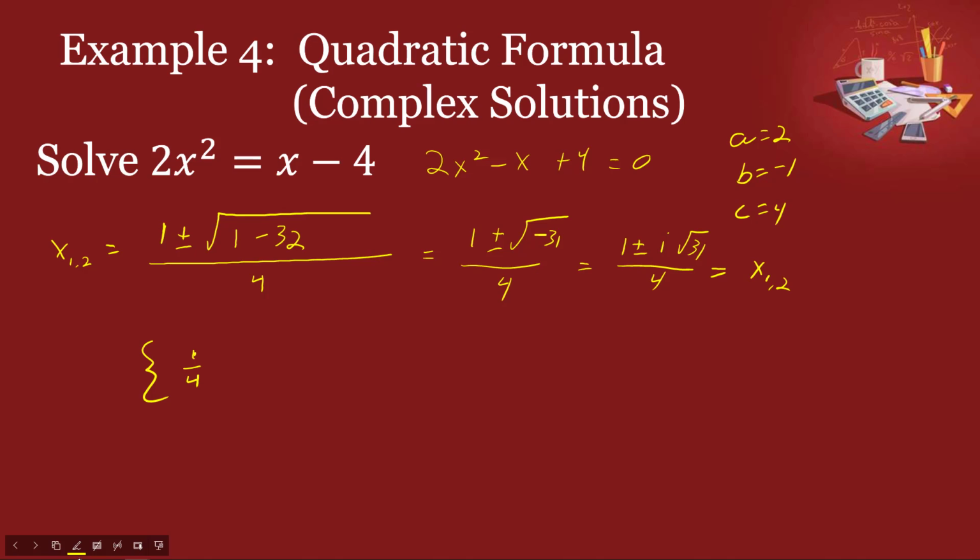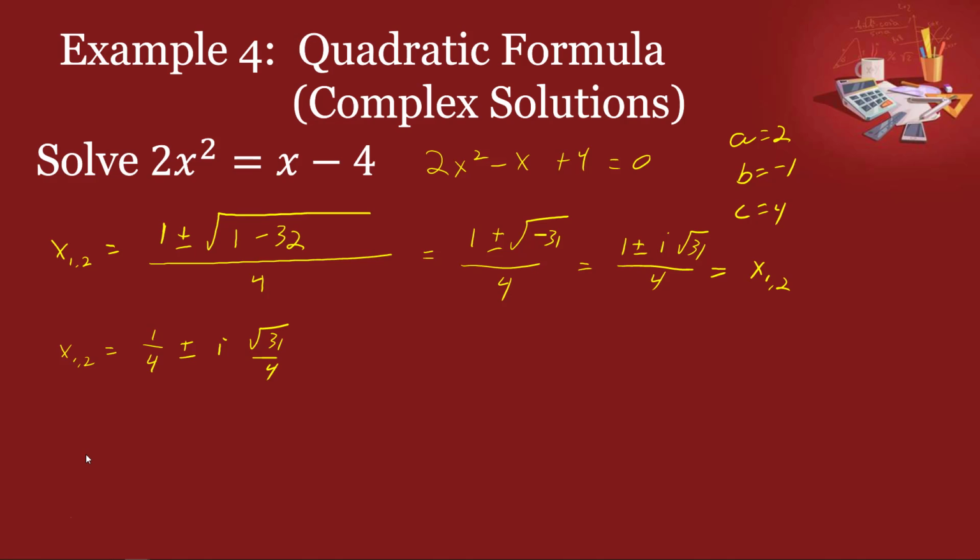Well, actually, hang on a second. There's actually one more thing we can do, because remember, since this is a complex number, it needs to be written in standard form. So that is something that we can actually do. So we can write this as x1,2 is going to be equal to 1/4 plus or minus i times the square root of 31/4.